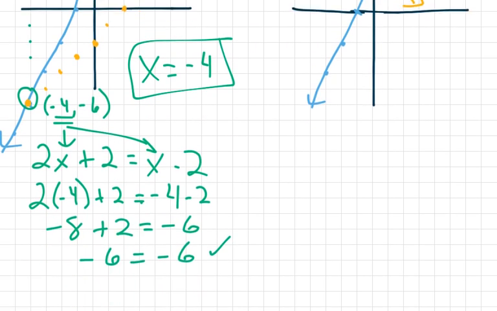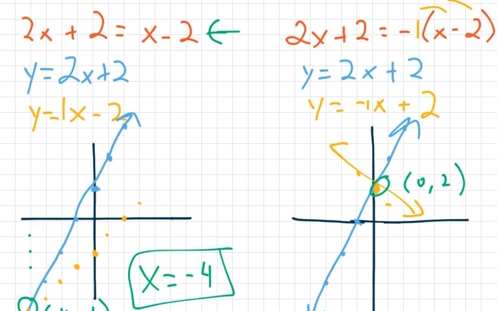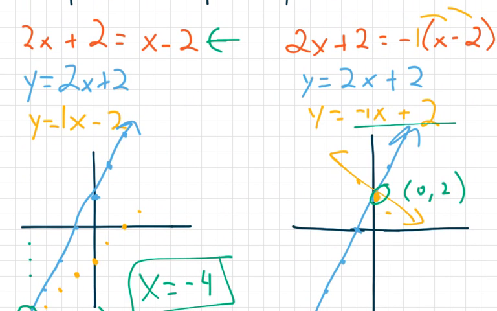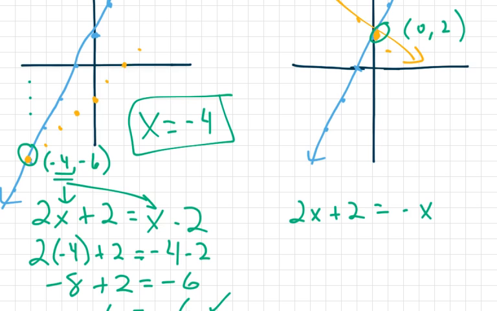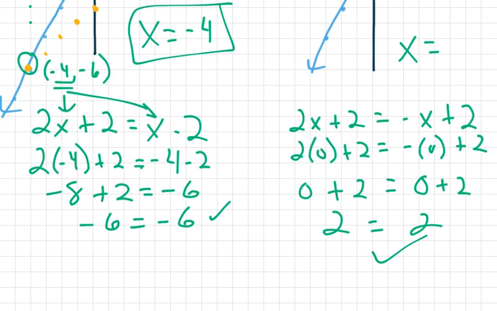Now we need to do the same thing for the second equation. We still had 2x plus 2. The right side was a little different. I'm going to use this, -x plus 2. And we're going to use the x value of 0. Okay, so 2 times 0 plus 2 equals the opposite of 0 plus 2. The opposite of 0 is still 0, so 0 plus 2 there. 2 times 0 is 0 plus 2. 0 plus 2 equals 0 plus 2. We got the same thing. 2 equals 2, and it works. So then my x value is 0.